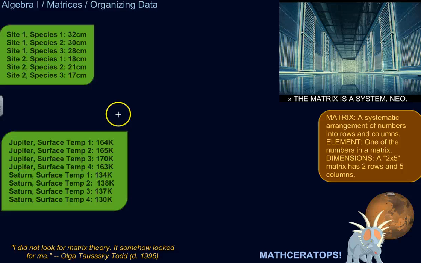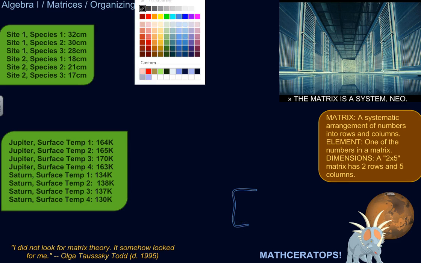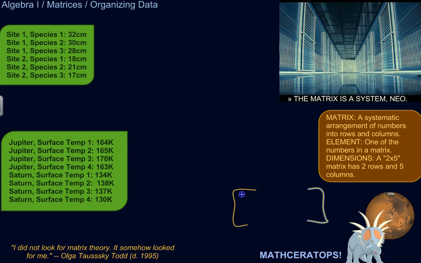All right, matrices are really useful for organizing certain kinds of information. I want to give you a couple of examples. But just to review, a matrix is a systematic arrangement of numbers into rows and columns. I'm going to give you a really boring one here: 1, 2, 3, 4, 5, 6.